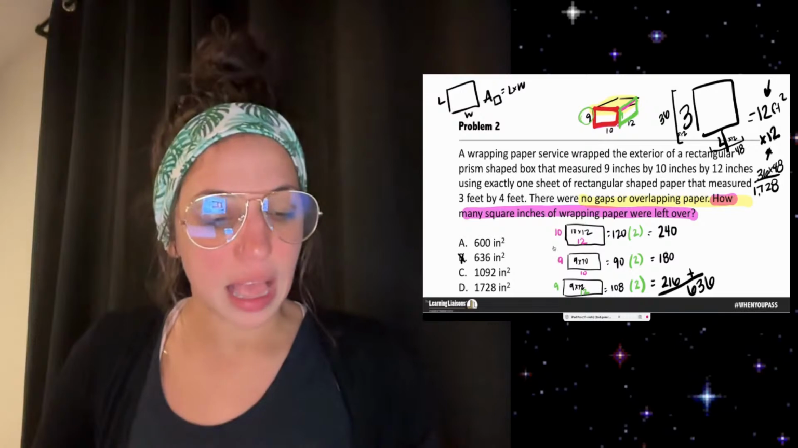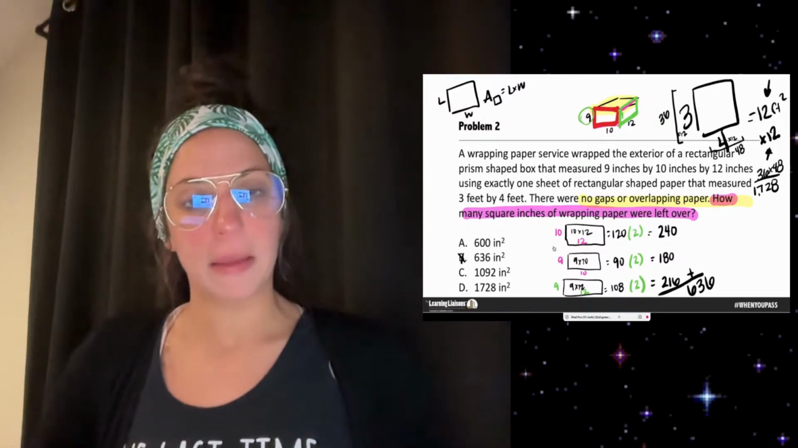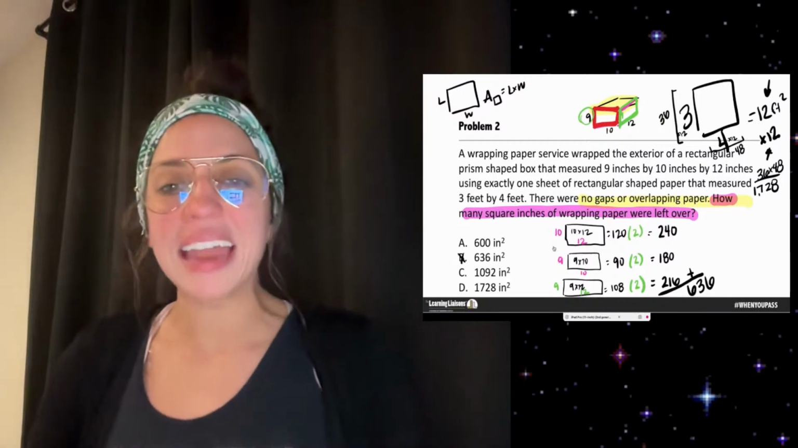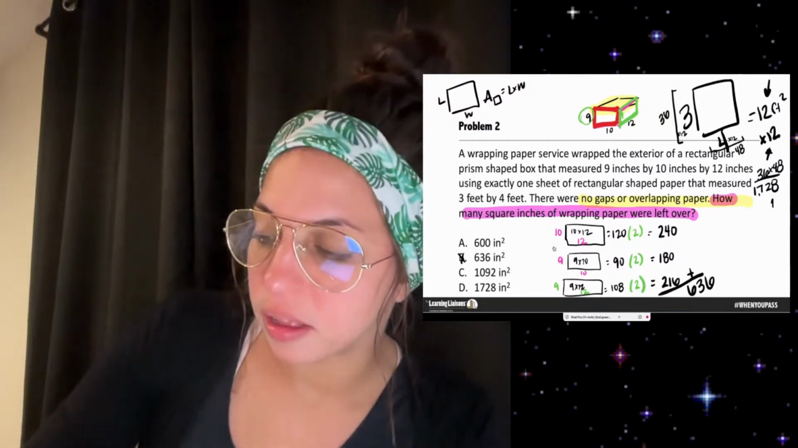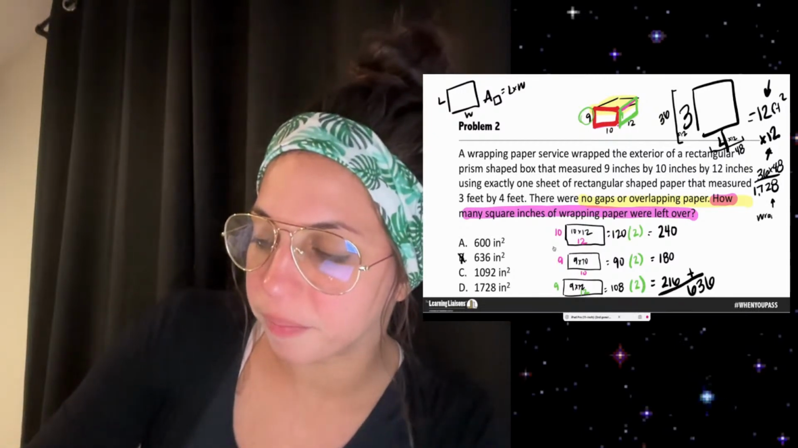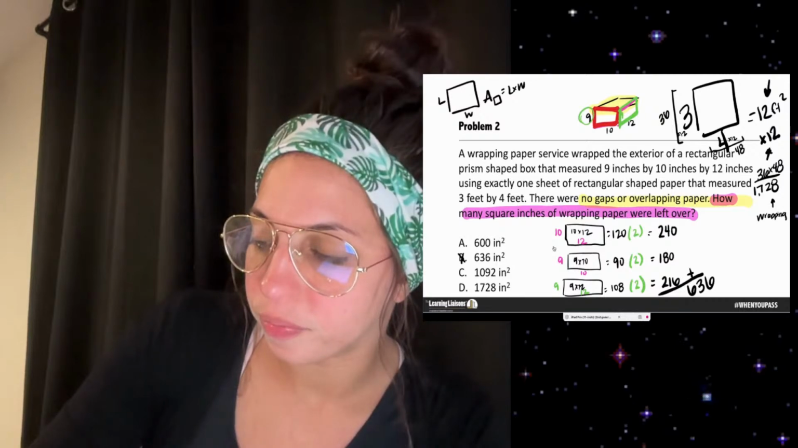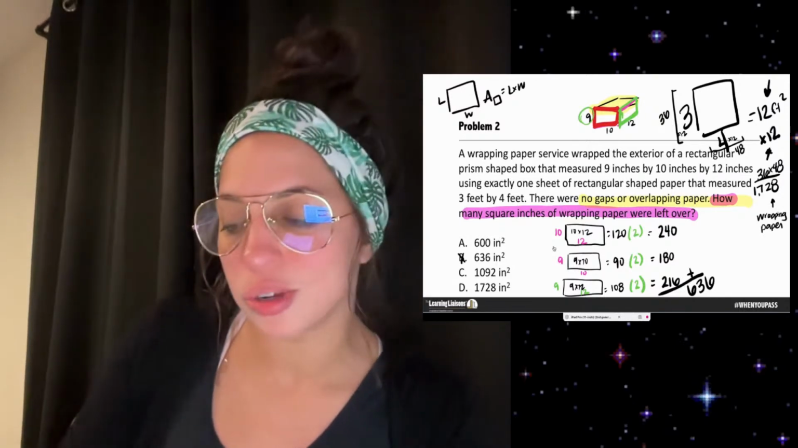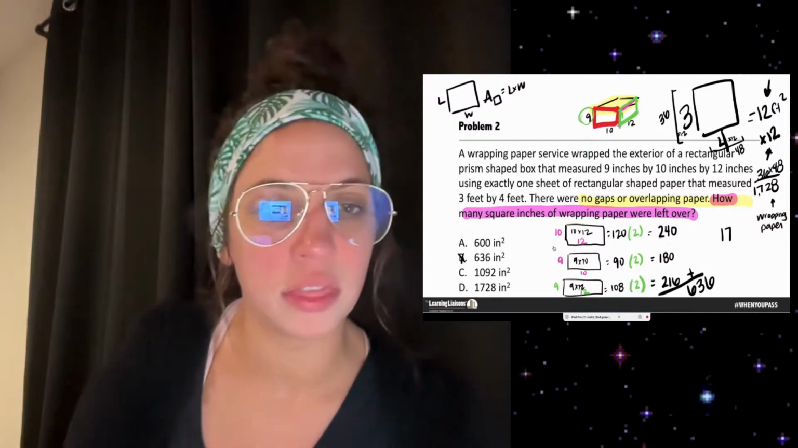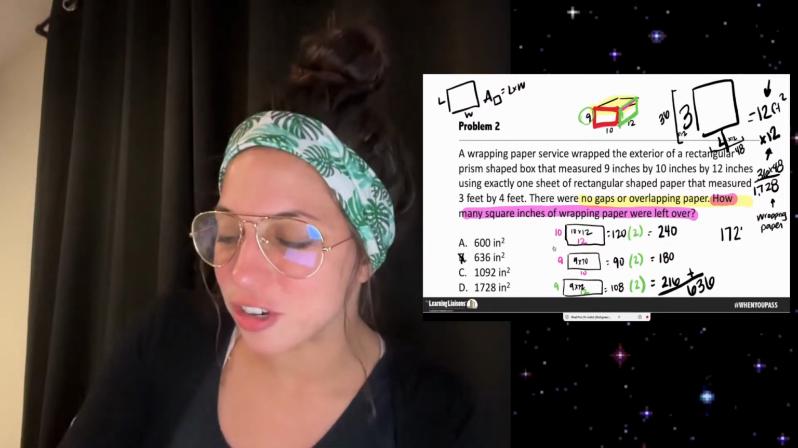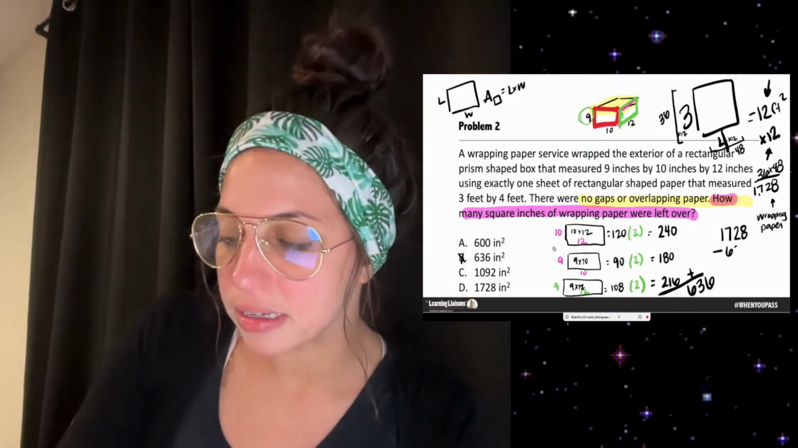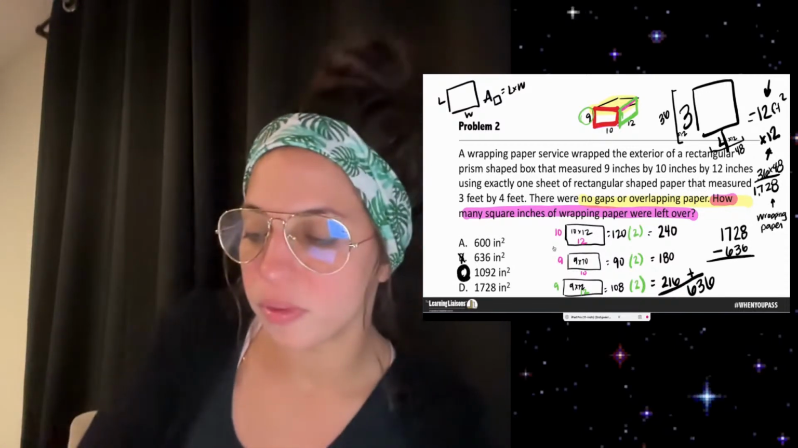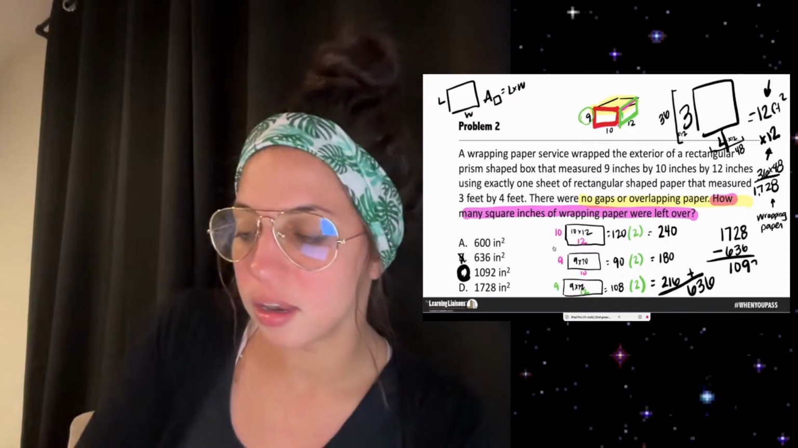Here's my age-old question. What does that number represent? That number represents the wrapping paper. So now all I need to do is 1,728 minus 636, which is going to give us 1,092.